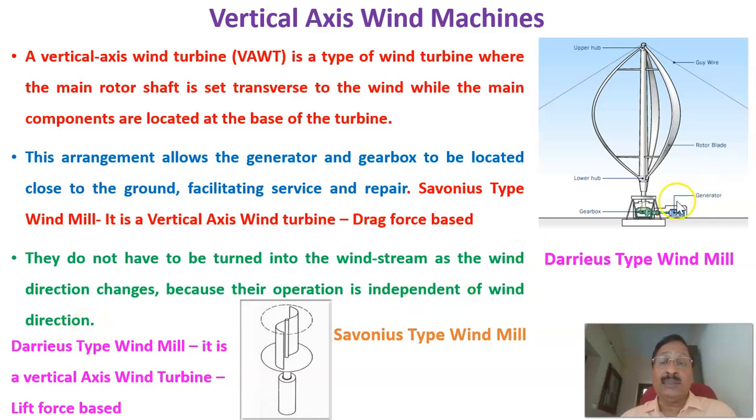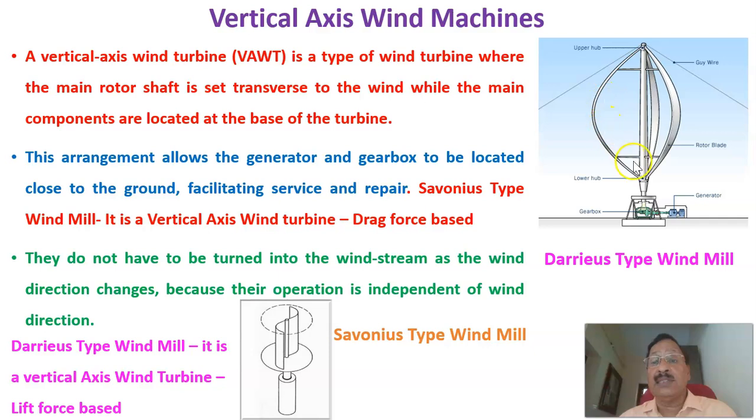The second type is called the Darrieus type windmill. This is also a vertical axis one. Both are vertical axis, but here the force used is the lift force. The lift force arises because of the pressure difference on the upper and lower side of the blade, and a force develops. That is called the lift force, and that is used in the Darrieus type windmills.